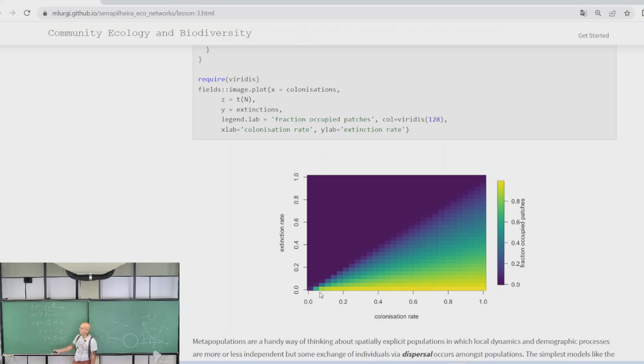And again, this information is kind of interesting if you want to know, for a species, if you know their colonization capacities and the likelihood of extinction, what sort of fraction of the landscape you should expect it to be at.